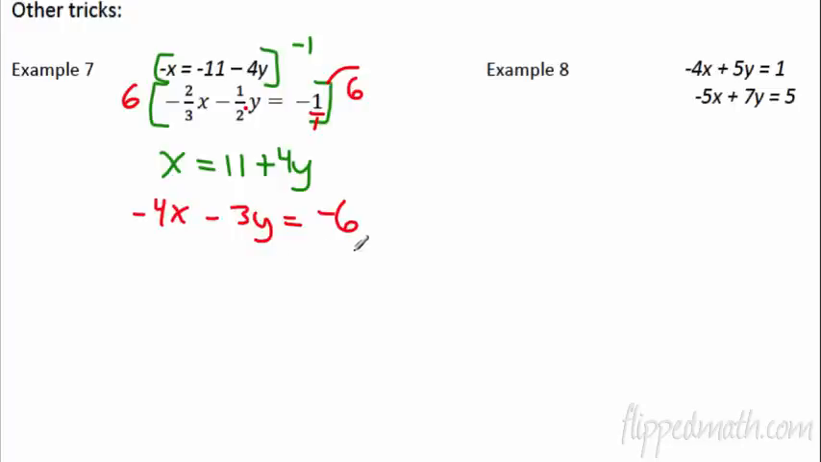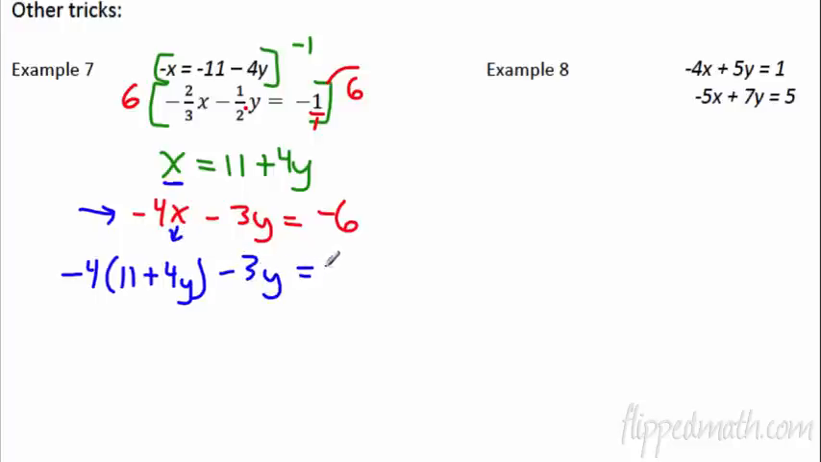And at this point, you can do substitution or elimination. You can move that 4y over if you want, and then continue with elimination. But I think this one's a little bit easier to do by substitution because we have x all by itself. So I'm going to write down negative 4. Here's the second equation. I'm using substitution. So x is equal to 11 plus 4y. I'm going to put that in parentheses. 11 plus 4y. That's the x. We subtract 3y, and all that equals negative 6.